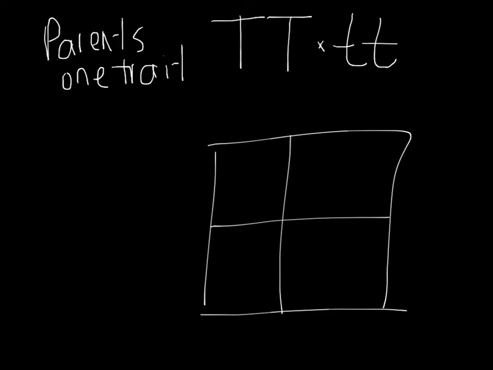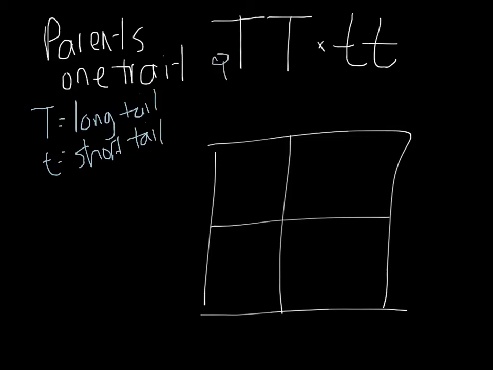So let's try another one, going through those same steps. Step 1, we'll look at what the parents are. We'll set up a key. We'll say, for example, big T is a long tail, is dominant, and a little t is short tail. We're looking at cats, mice, some animal with a tail. And we have one parent, we'll say the mom is big T, big T. She has a long tail. And we'll say the dad is little t, little t.